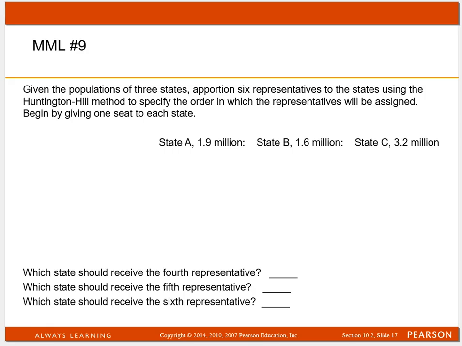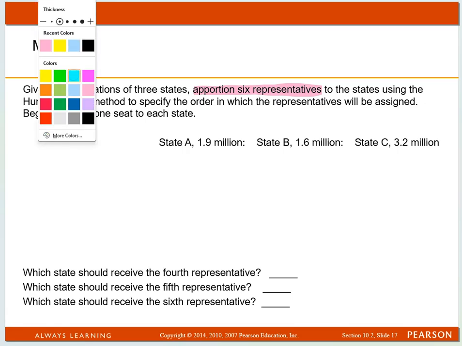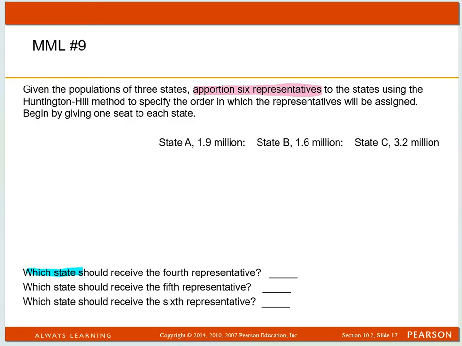It says apportion. We're going to apportion 6 representatives to the states using the Huntington Hill method to specify the order in which the representatives will be assigned. So begin by giving 1 seat to each state. So obviously A, B, and C each have 1 seat. So when they ask you which state should receive the 4th representative, that's because they each already have 1.